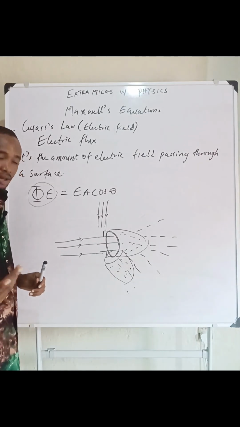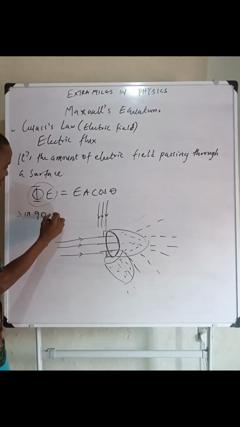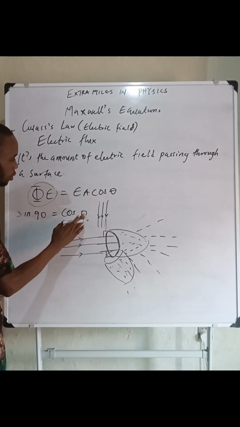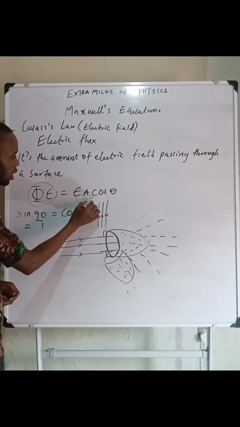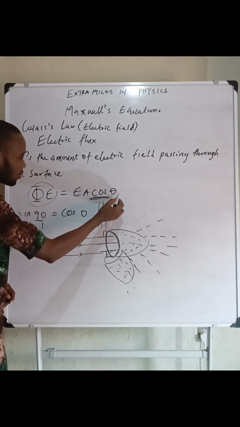Remember that we've said for it to be perpendicular, we're having a degree of what? 90. Now, but you quickly note that sine 90 is the same thing as cos 0, because both of them are going to give us a result of 1. So the angle should be 90 for sine. But since we are considering cosine here, when are we having a maximum electric flux? When the angle is what?